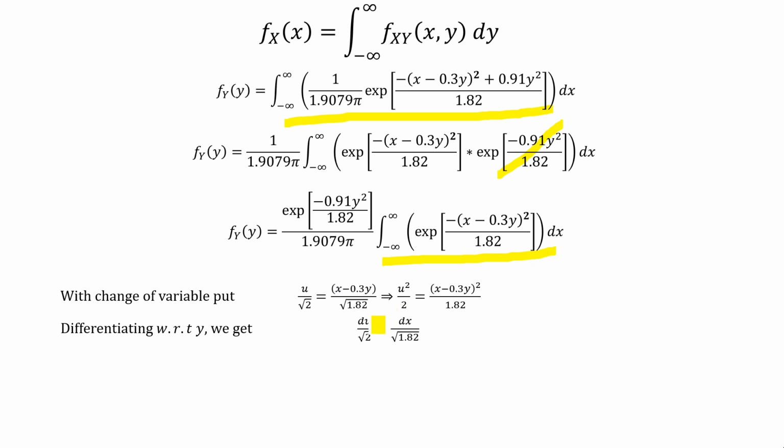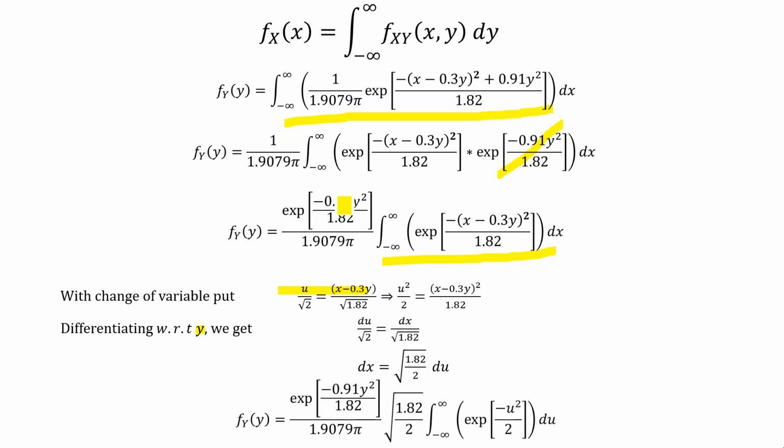This dx should be replaced in terms of u, so differentiate this term with respect to x here. It is not y, it is with respect to x. As a result, this dx can be replaced by 1.82 under square root into du. As a result, the constants are written as it is. Dx is replaced by this equation, and these two terms are replaced by u square by 2.